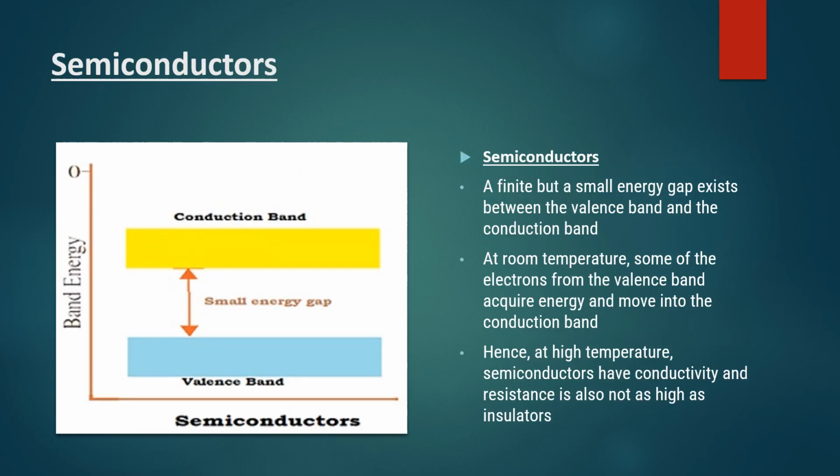Now for the semiconductors, there is a finite but small energy gap between the valence band and conduction band. At room temperature, some of the electrons acquire energy and go to the conduction band, and hence they have a little bit of conductivity but not more than the conductors. At a higher temperature, they show high conductivity as more electrons can move, but their conductivity always lies between the conductors and the insulators. Their resistance is also not as high as the insulator, so they lie as intermediate between the conductors and insulators.